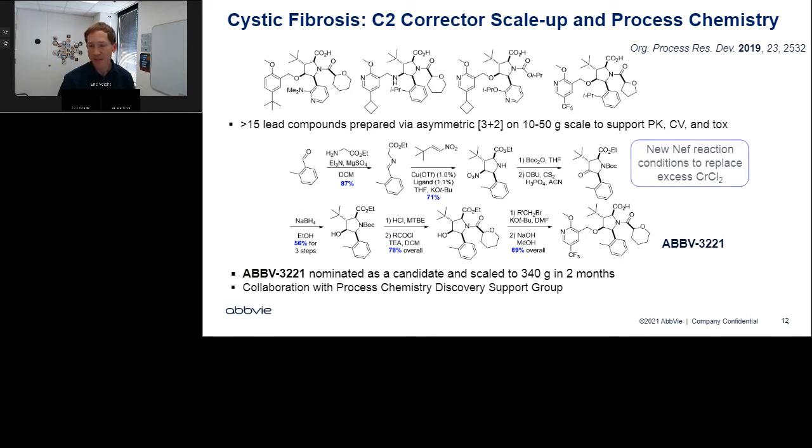And they helped identify some new Nef reaction conditions here to convert this nitropyrrolidine to ketone. We were using excess stoichiometric chromium dichloride, which was obviously not very good for scale-up. And they identified a really nice DBU carbon disulfide adduct that replaced that and really helped us to scale this compound in a more environmentally benign way.